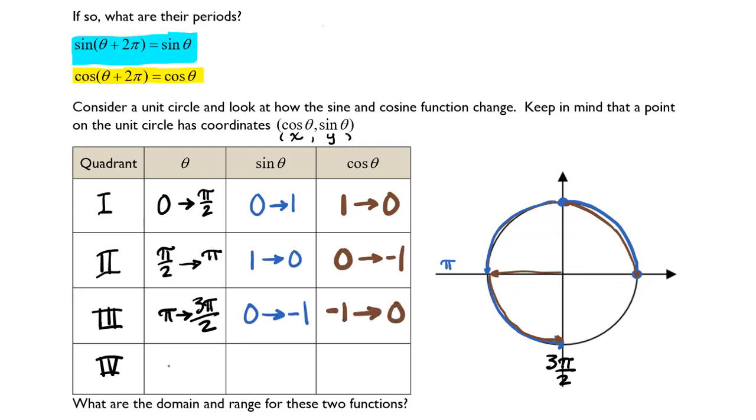And in the fourth quadrant, we're going from 3 pi over 2 to 2 pi. In the y direction, we're going back to 0. And in the x direction, we are going to 1.